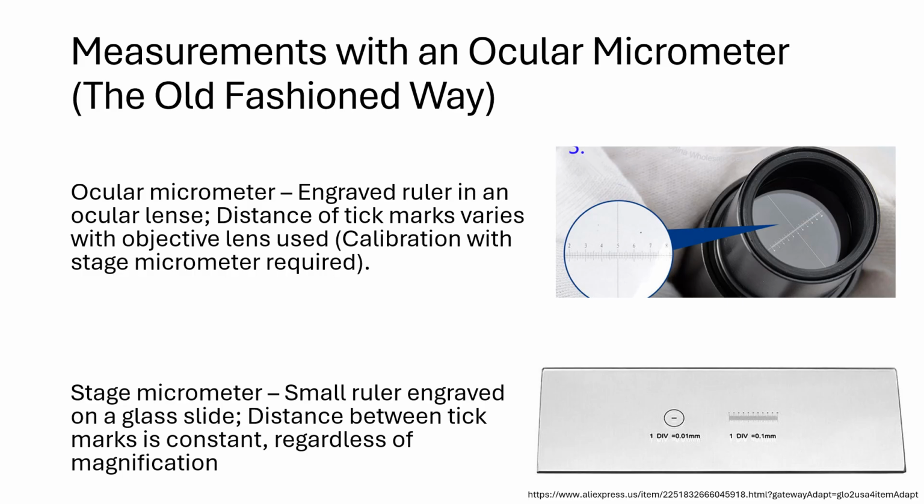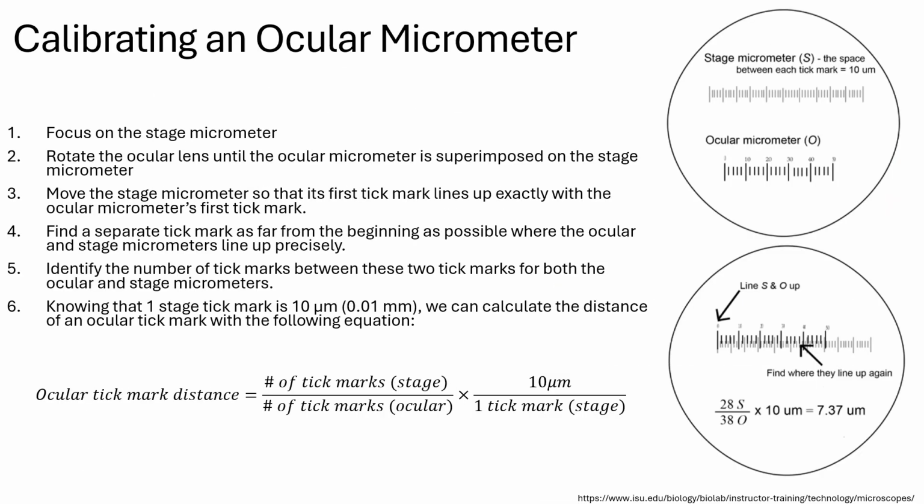In my experience, most pathologists calibrate their micrometer for use with the 10x objective, which they use to make their measurements. And so we calibrate the ocular micrometer with a stage micrometer, which is a small engraved ruler on a glass slide, for which there's a constant distance between tick marks, regardless of the magnification used. In order to do this, you need to first focus on the slide containing the stage micrometer. You can see on the right here what the stage micrometer and ocular micrometer would look like.